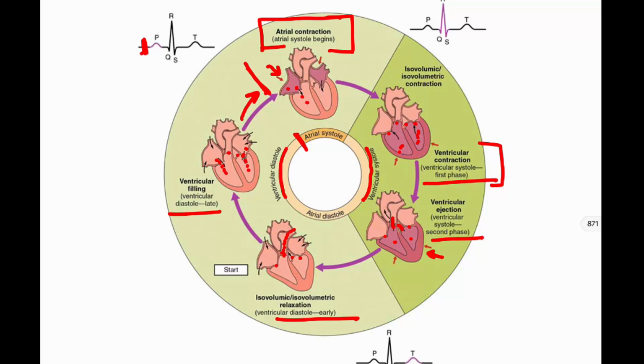Okay, and then you can see that also on our ECG here, the P wave, then our QRS complex during our ventricular systole, and then the T is when we have our repolarization here at the start, and then it moves back up into our next P wave.